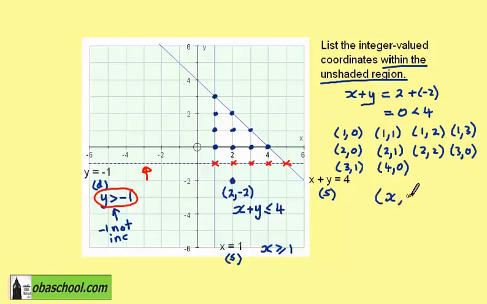Note, for every single one of them, both x and y are whole numbers. That means they are integer-valued coordinates. Integer means whole number. So an integer-valued coordinate is one where both the x and y values are whole numbers.